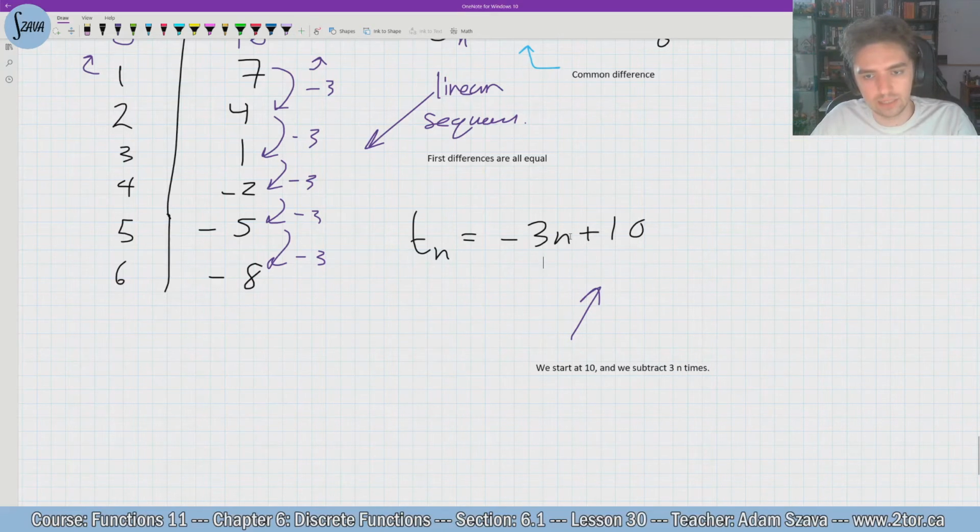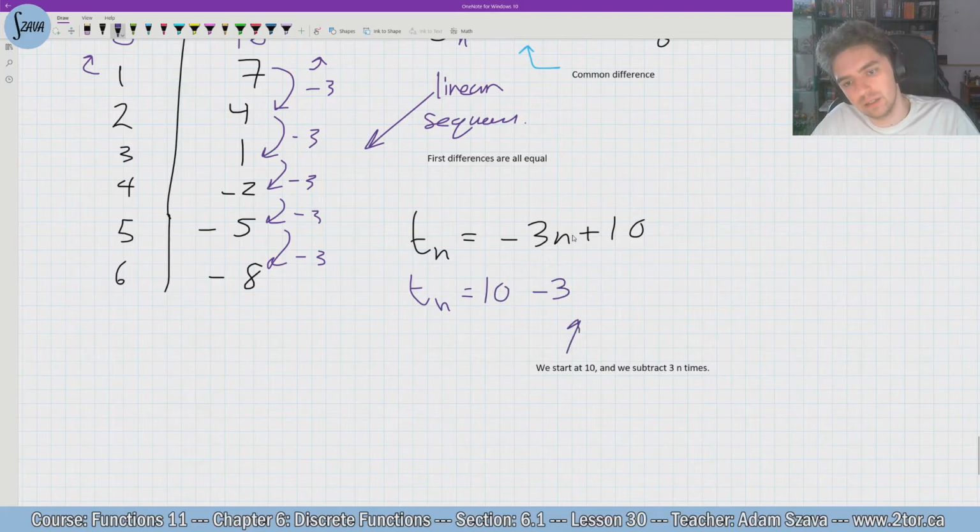So try to understand that that's what we have. Maybe I'll write it in a different form so you can really see that: Tn equals 10 minus 3 times n. If n was 2, that would be the same thing as minus 3 minus 3, because it would be minus 3 times 2. So we can think of it like that.